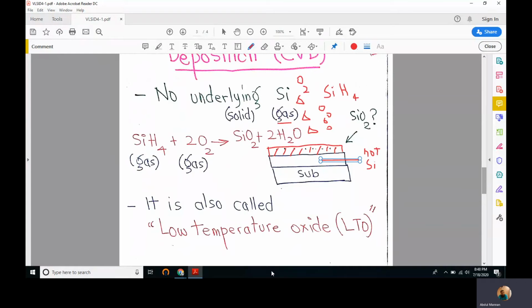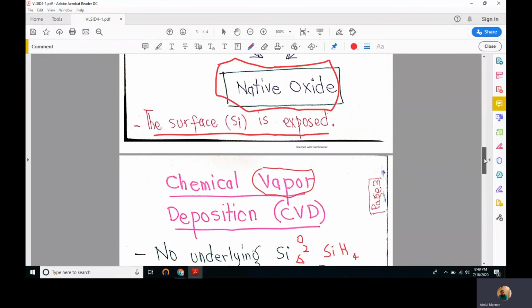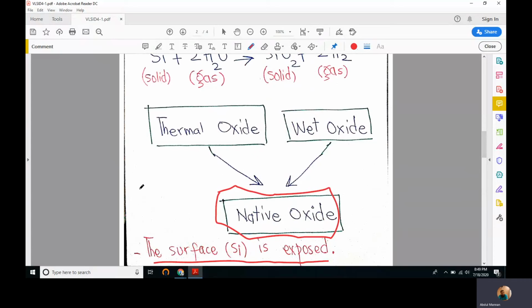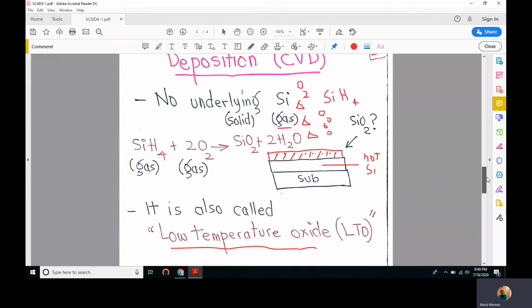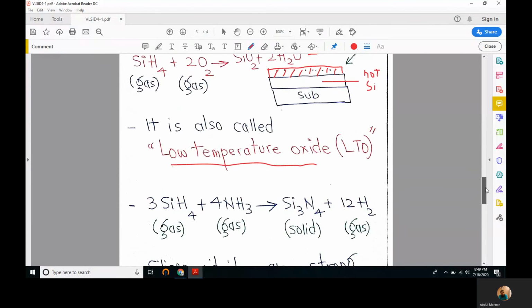This technique is also called the LTO technique, low temperature oxide, because to implement silicon dioxide using this technique we don't need a high temperature like we required in the case of native oxide. In the case of native oxide techniques, we require a temperature between 850 to 1100 degrees centigrade, which is a very high temperature. So this technique is called LTO, right?